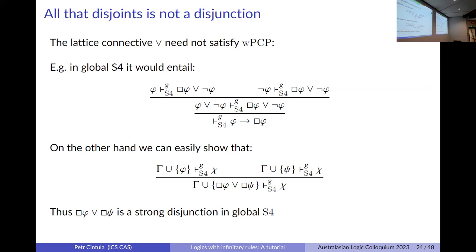For example, take global S5. In global S5, we have phi implies box phi or not-phi, of course. So phi gives box phi, and not-phi gets this. So by proof by cases we get phi implies box phi, a collapse of modalities. Okay, so the normal lattice disjunction is not a proper disjunction of global S4, but what is this, box phi or not-box psi? This is a proper disjunction in S4.